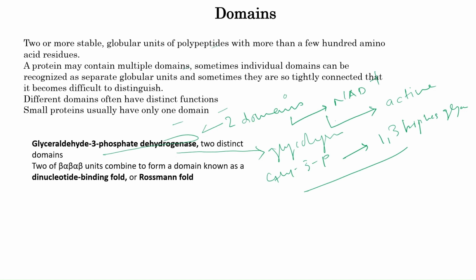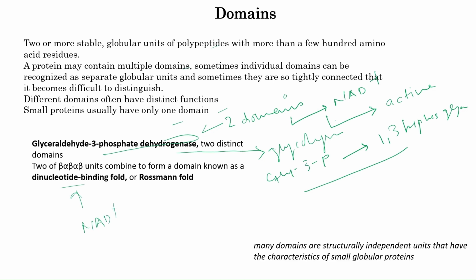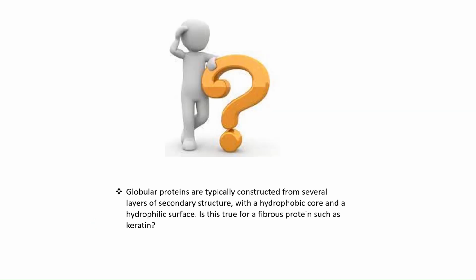Here, in the case of glyceraldehyde 3-phosphate dehydrogenase, two beta alpha beta units combine to form a domain, and this is known as the dinucleotide binding fold or Rossmann fold. What does it bind? It binds NAD plus. One point to remember is that many domains are structurally independent units that have the characteristics of a small globular protein. That means an individual domain can function as an individual protein. Now one question from my end for you all: globular proteins are typically constructed from several layers of secondary structure with a hydrophobic core and a hydrophilic surface. Is this true for a fibrous protein such as keratin?